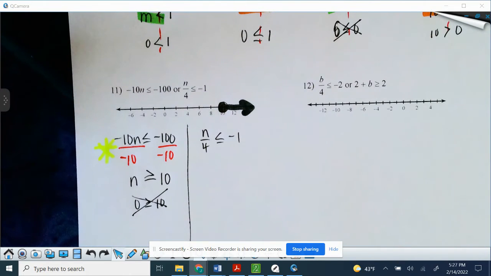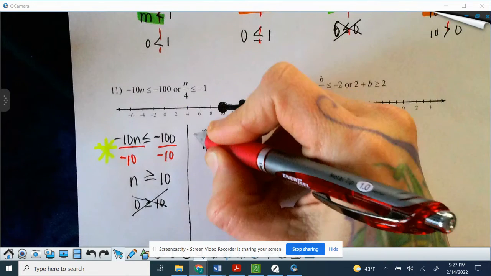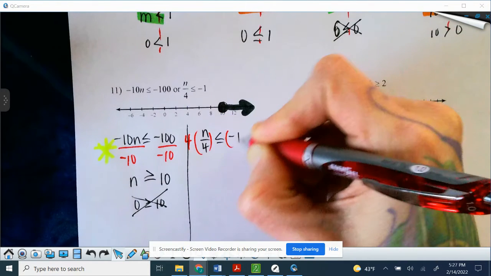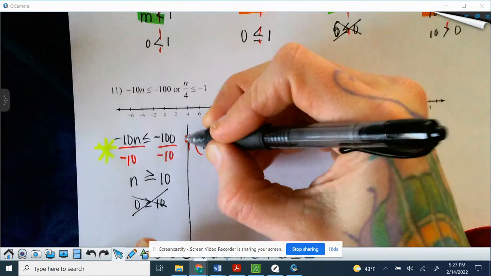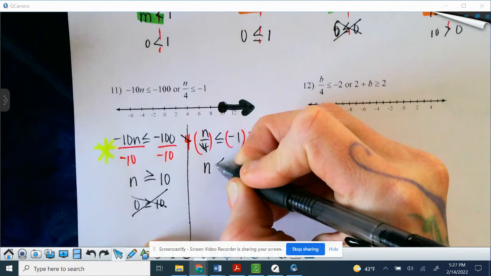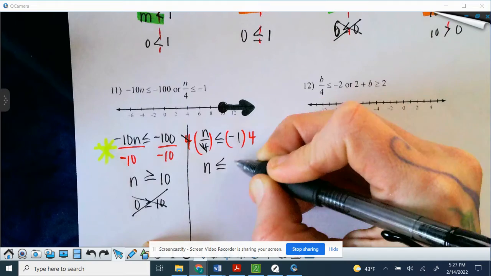All right, so two-step equation, that's n divided by 4. So the inverse of division is multiply. We are multiplying by a positive 4. So this is not one of those cases for that golden rule of inequalities. We just have to multiply by a positive 4. N is less than or equal to negative 1 times 4. It's going to be negative 4.